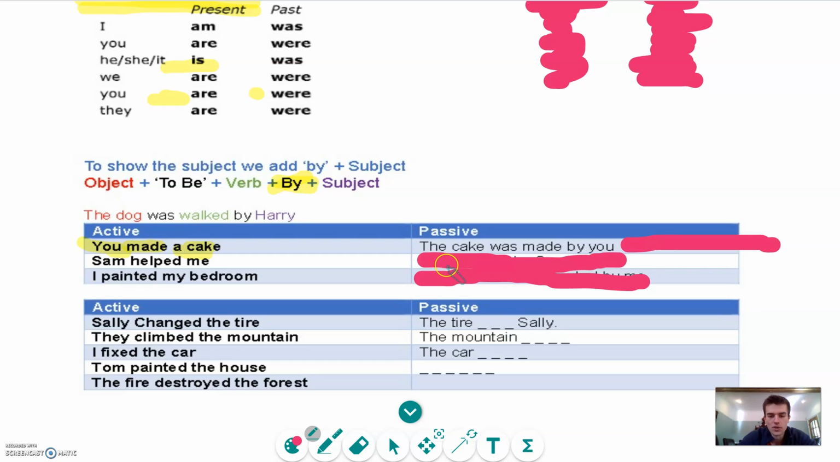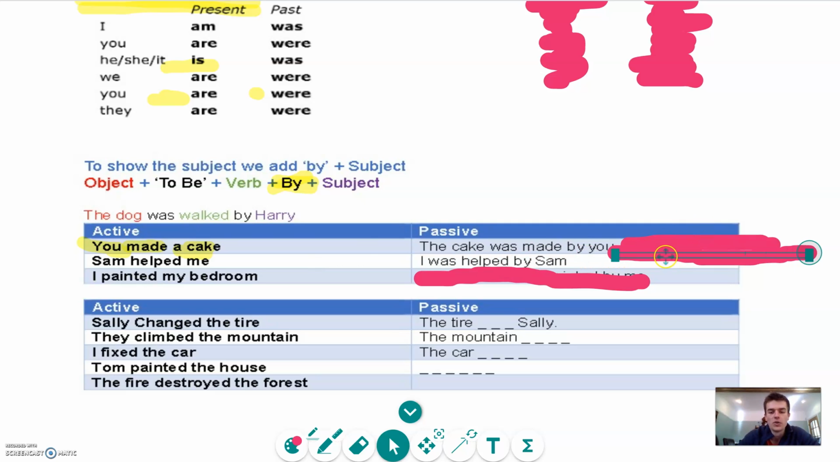So at this point I go through with the student the next sentence, "Sam helped me", which is written in the active voice, and see if the student can switch it around. So put the object, which is "I" or "me", depending on which part of the sentence it comes in. It's a bit trickier, this one. So "me" moves to the front. We can't say "me helped", so we say "I was", and "was" is the to be verb, "helped by Sam".